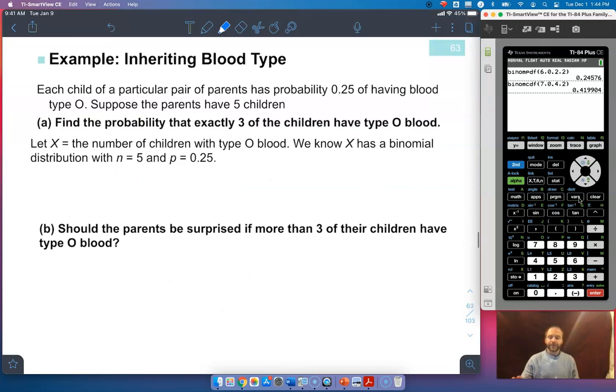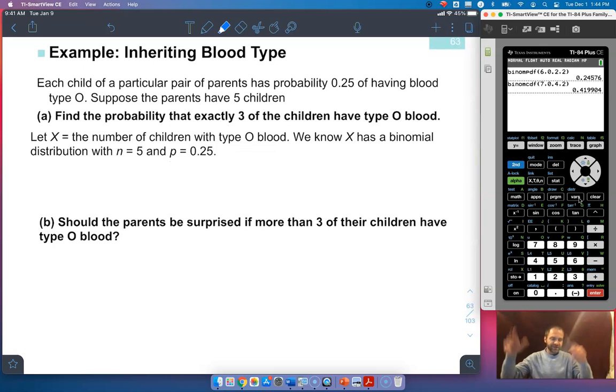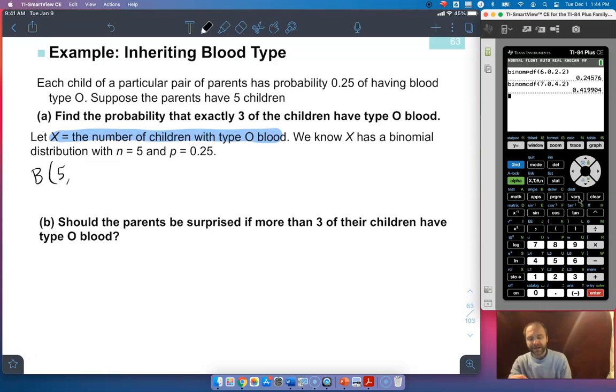All right, last one. Check the bins. They're done. Congratulations, it fit the bins. We're just going to go through this. Find the probability that exactly 3 of the children have type O blood, because it's the same prompt as before. Define it. Let X equal. Look at that. They defined it. We know X is a binomial distribution. Because they said that, I'm going to write it. It's a binomial distribution of 5 and 0.25. That way the grader knows I'm aware it's a binomial.